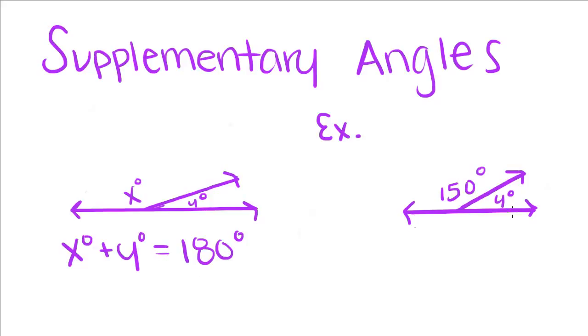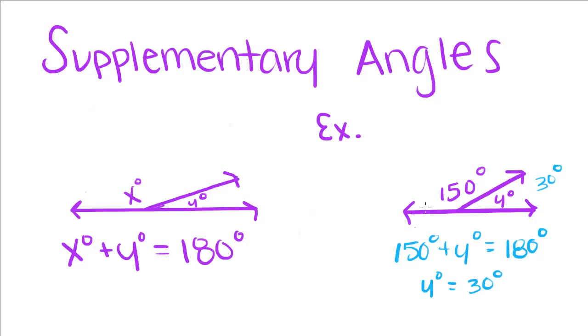So over here we have two angles, and we know that one angle is 150 degrees, and we're trying to find out what y equals. So since they're supplementary angles, we can add them together to find out what the second equals. Add them together and set it equal to 180 degrees. So if we minus 150 from both sides, we know that y is equal to 30 degrees, because their total must be 180.